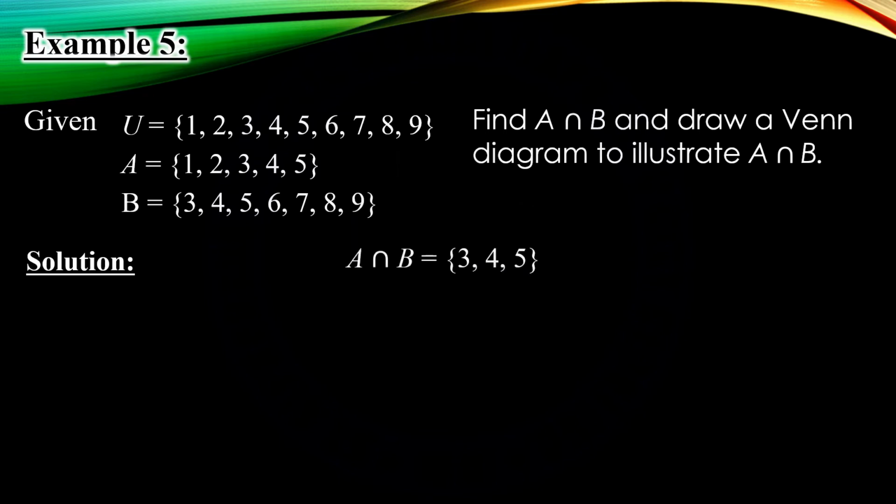A intersection B contains 3, 4, and 5. Since we consider all the elements or outcomes which are common to set A and set B, we have 3, 4, and 5 as common elements because they can be found in both set A and set B.